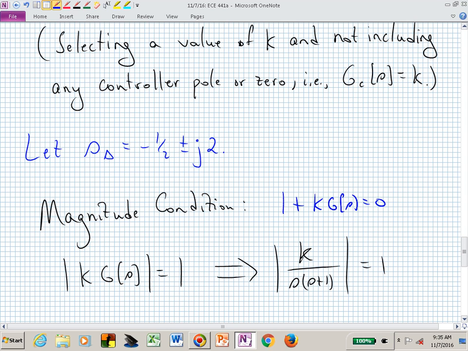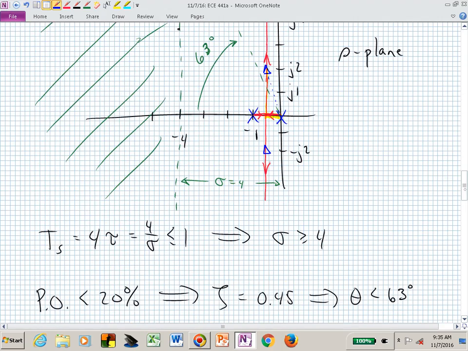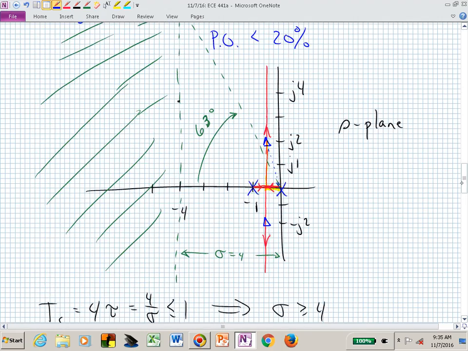We know all of G(s). The only thing that we don't know in this magnitude formula is our gain k. And we can now solve that given a particular value for s. We know exactly where those closed loop poles are living because we drew the root locus. That's the power of the root locus.